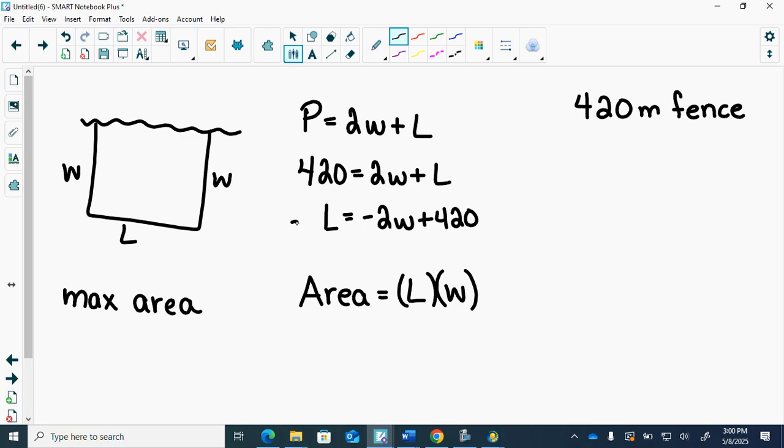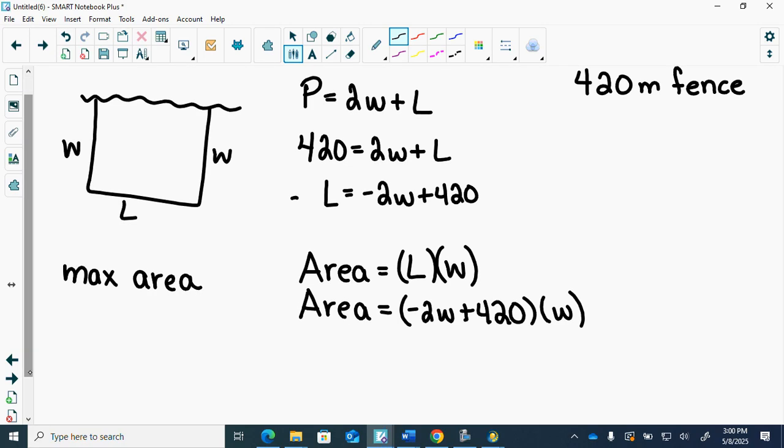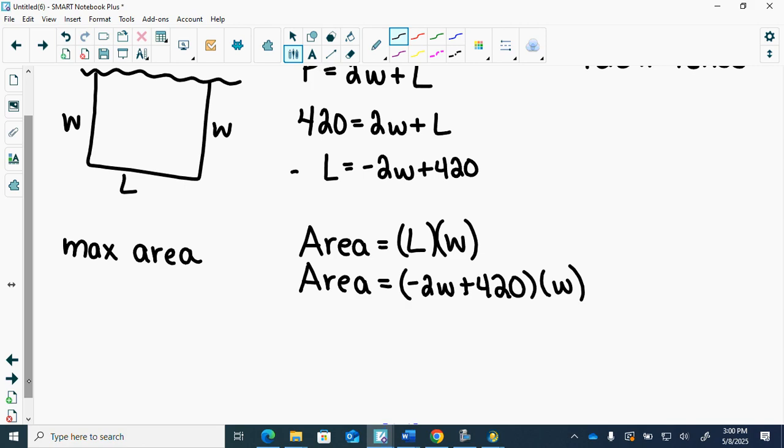So I'm going to get area equals negative 2W plus 420 meters times W. If I did it this way, I'd still have to do product rule. What could I do first before doing product rule? Combine. Yeah, combine, distribution. So we get area equals negative 2W squared plus 420W. That is just area. I want max area.